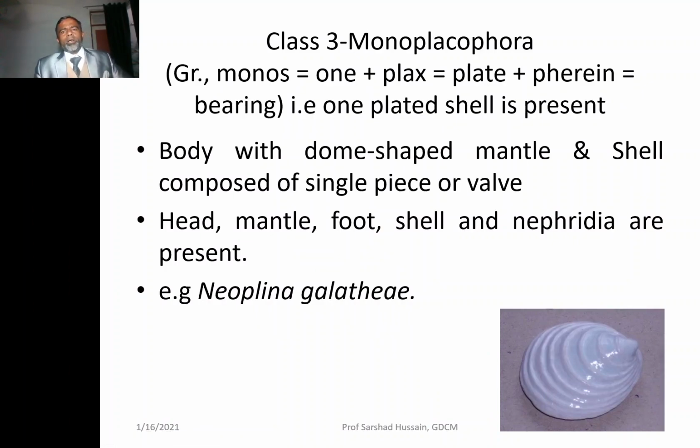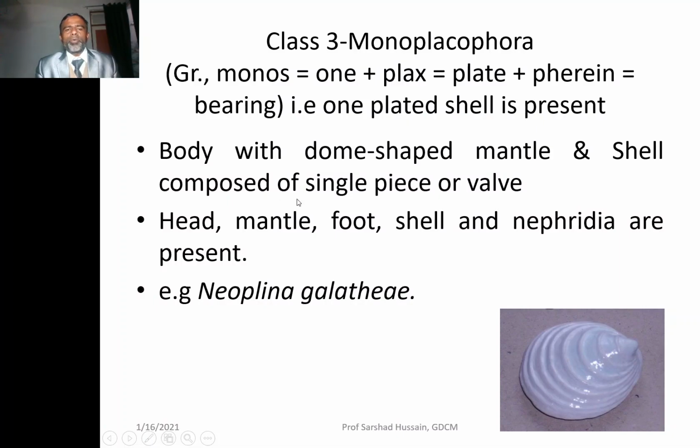Then you have the Monoplacophora. Class 3 is Monoplacophora. Mono means single and placo means plate, phora bearing, that means single plate bearing. Here the body is covered by a single plate, and the body of the Monoplacophora is dome shaped because the visceral organs are present on the dorsal side. So the mantle is present on the dorsal side, and accordingly the shell is also present on the dorsal side. So they give a dome-shaped appearance.